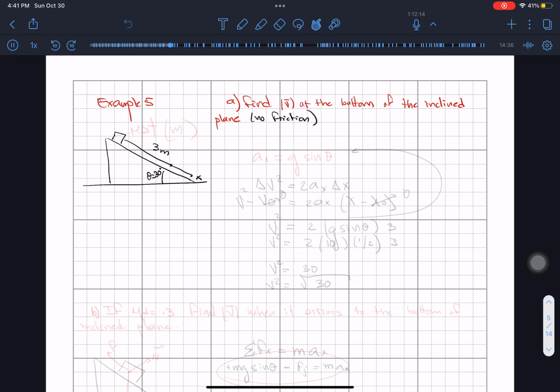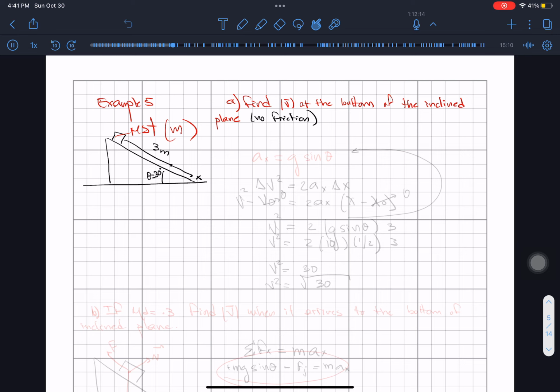We know that an object starts from rest, right? And it has a mass of m. So the object is at rest with a mass of m. Now we have to find the velocity at the bottom of the inclined plane. And we know that there's no friction acting on the body.